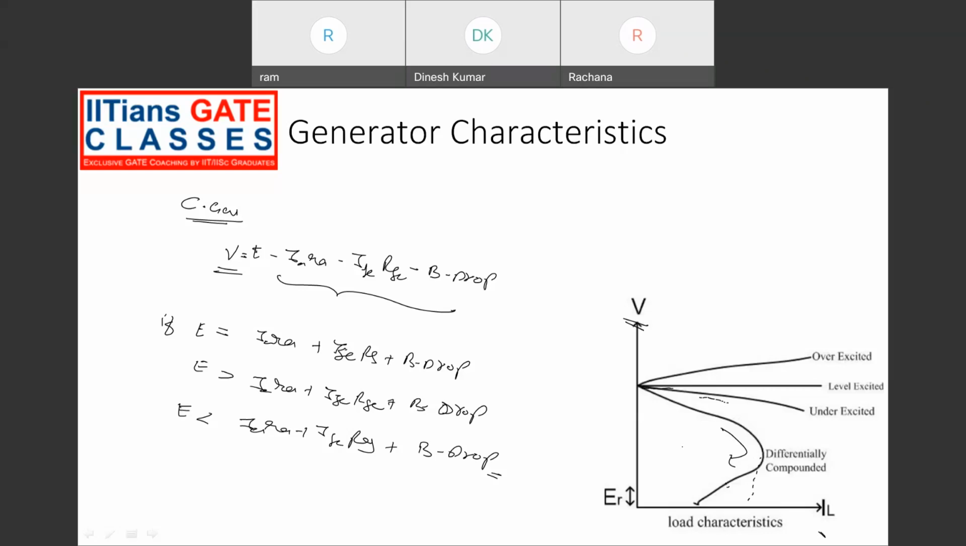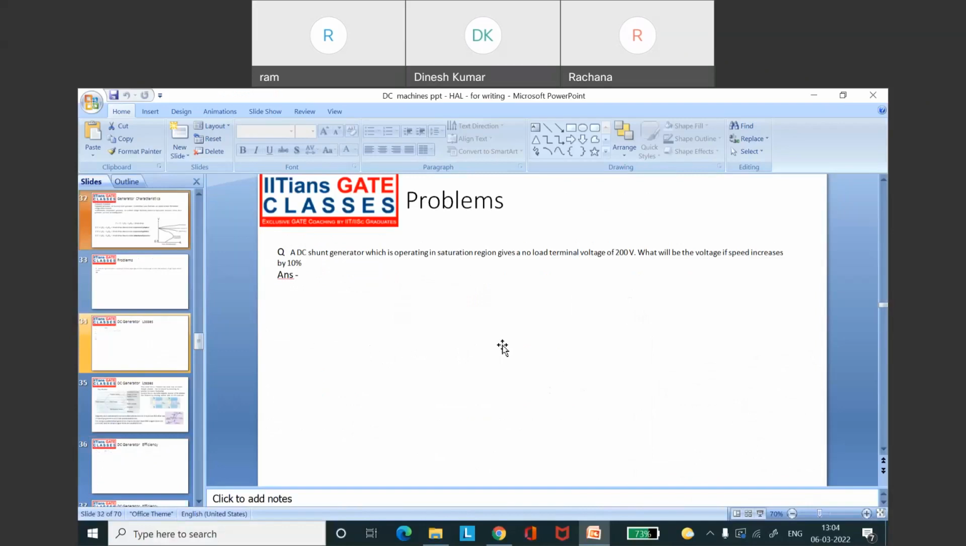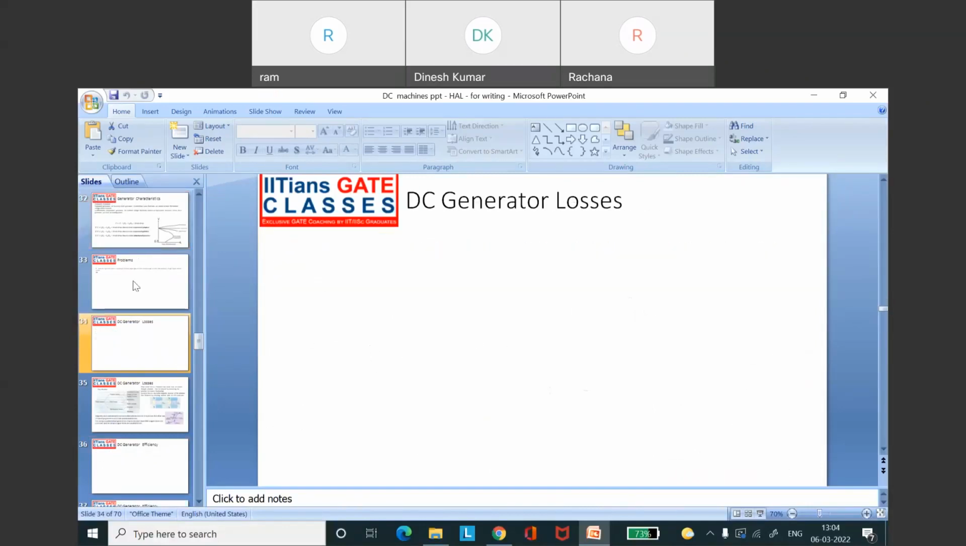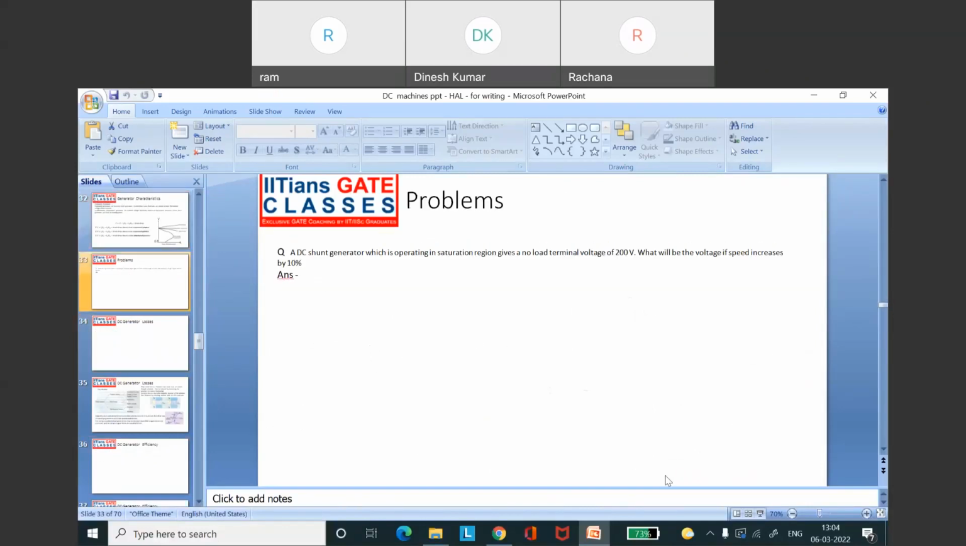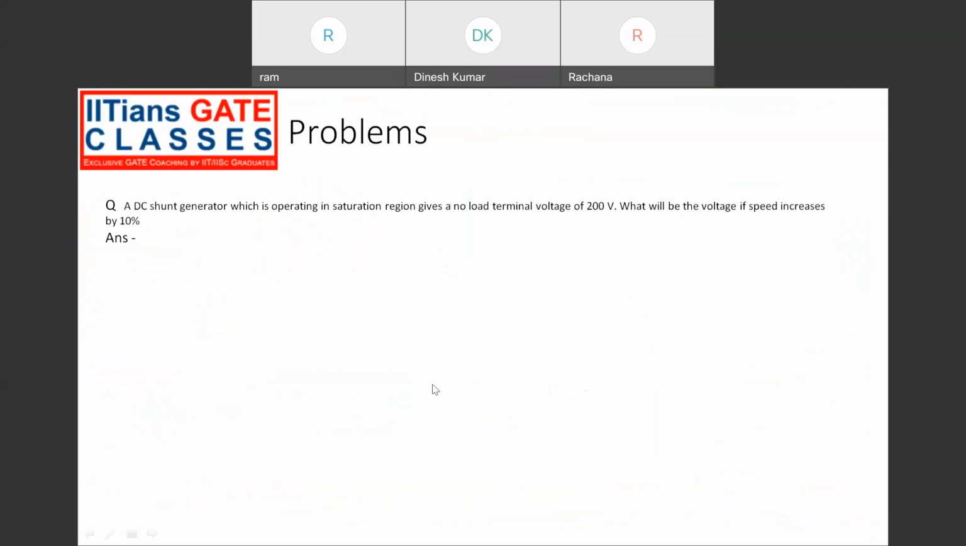Okay, we'll see some problems here. So this is a previous year GATE question. A DC shunt generator, which is operating in saturation region, gives no load terminal voltage of 200 volts. What will be the voltage if speed is increased by 10%?